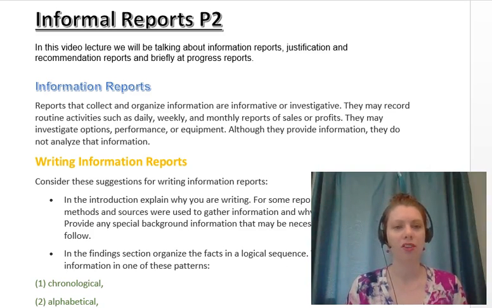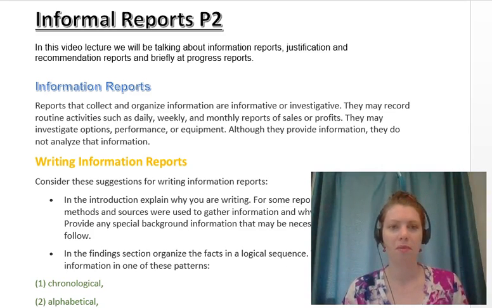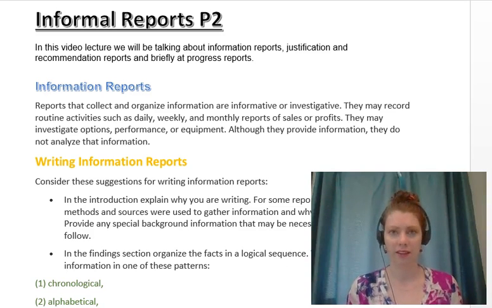Alright, information reports. They are reports that collect and organize information. They can be informative or investigative. They may record routine activities such as daily, weekly, or monthly reports of sales or profits. They may investigate options, performance, or equipment. Although they provide information, they do not analyze that information. So they present it, but they do not analyze it.